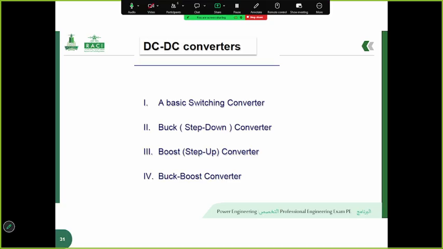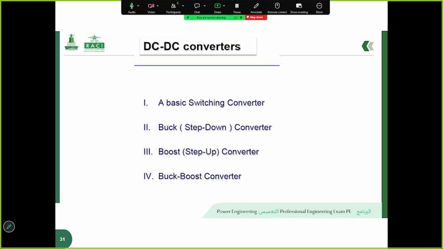Okay, my discussion will focus on the most common non-isolated topologies, starting with the basic principles of switching converters. I will then provide a detailed explanation of the buck step-down converter, the boost step-up converter, and the buck-boost converter. For each, I will describe the circuit, its operation, and its practical applications. The goal is to provide a comprehensive understanding of how these converters change DC voltage levels, covering both the theoretical concepts and the specific operation of each type.